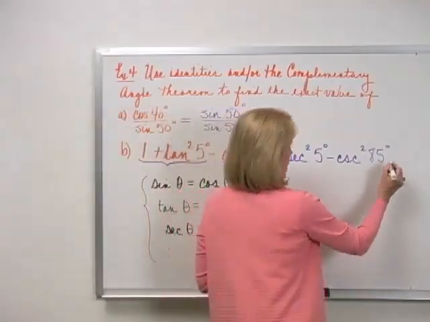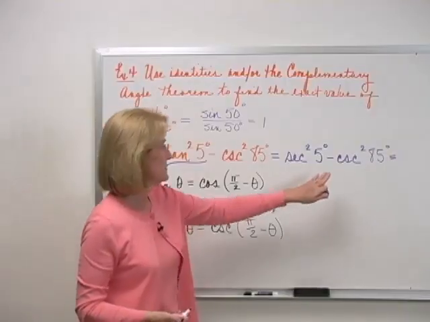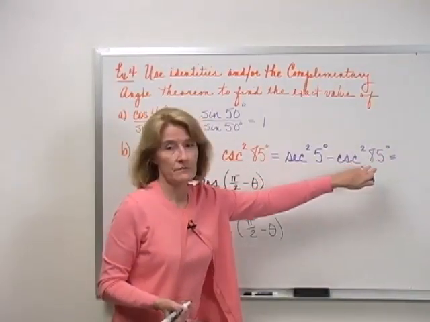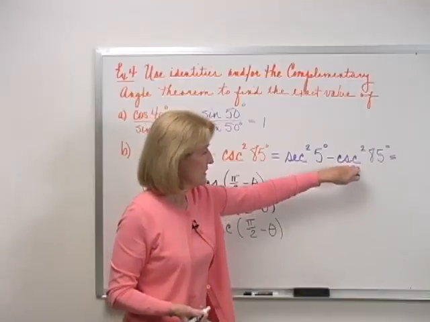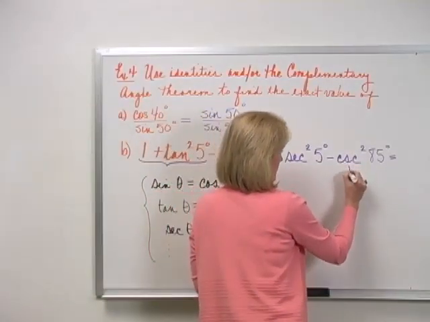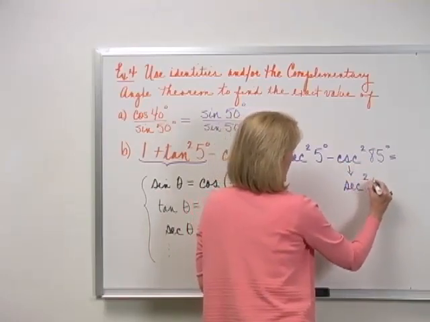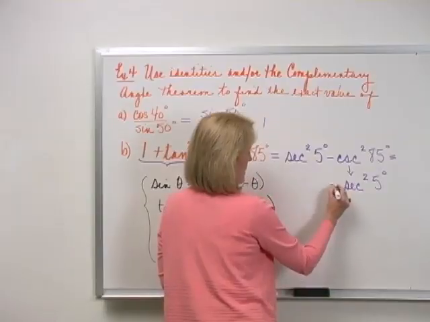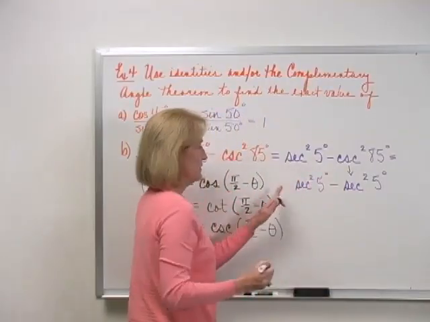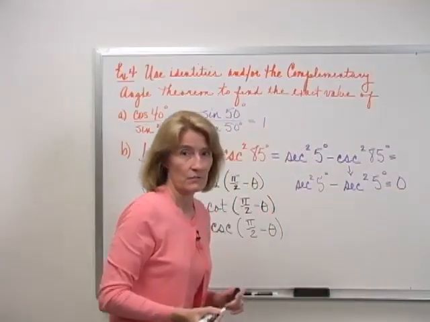Well, what can I do now? How can I write, say, this one in terms of 5 degrees? Well, this is cosecant. I could change either one of them. Actually, I just chose to do this one. I could rewrite this as the secant squared of 5 degrees, and then I know I've got it here because I've got the same two expressions. Subtract, and I get 0.